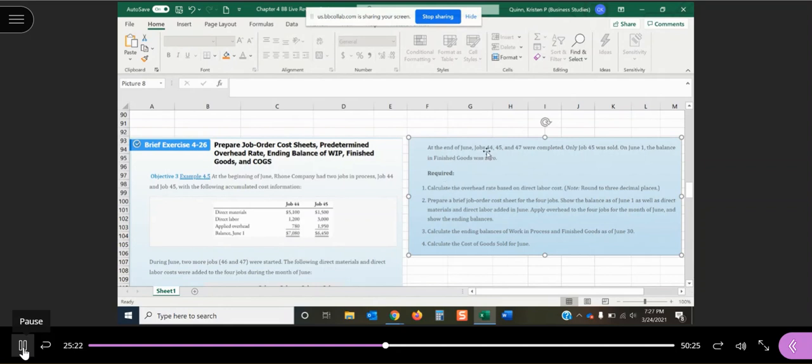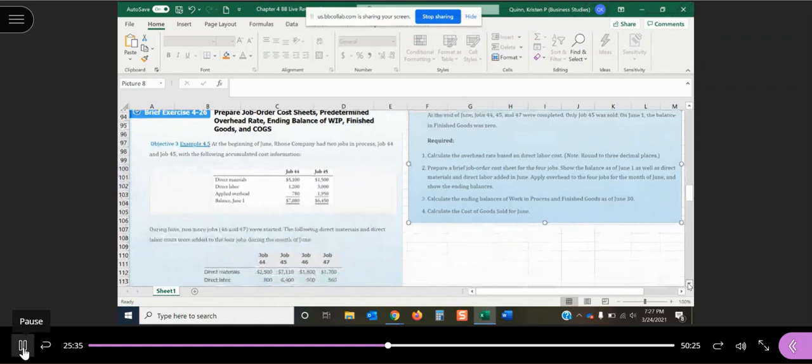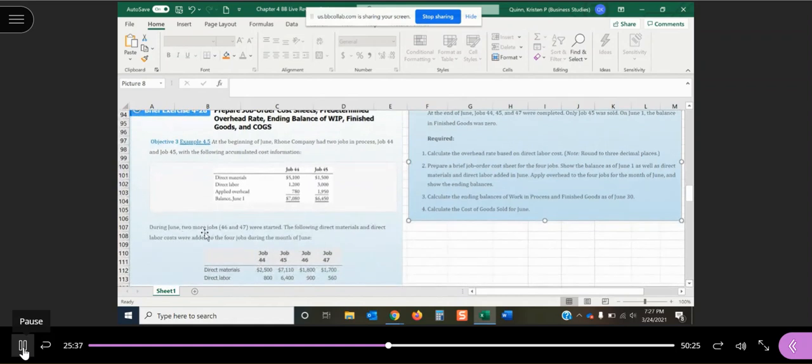So they tell us that at the end of June, jobs 44, 45, and 47 were completed. Only job 45 was sold, and on June 1st, the balance in finished goods was 0. They tell us that during June, 2 more jobs, 46 and 47, were started, and the following direct materials and direct labor costs were added to those 4 jobs for the month of June.